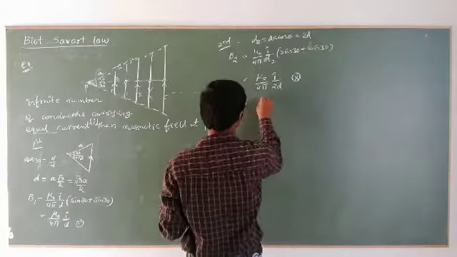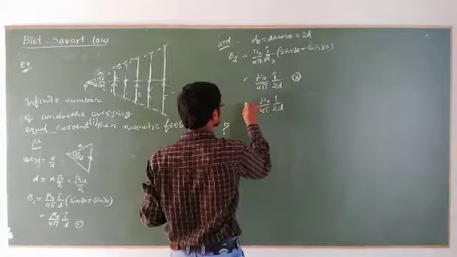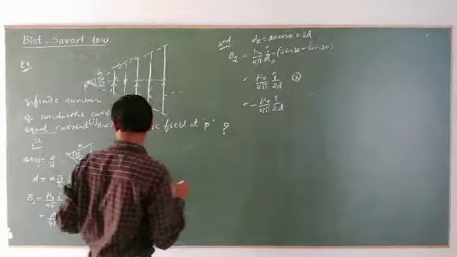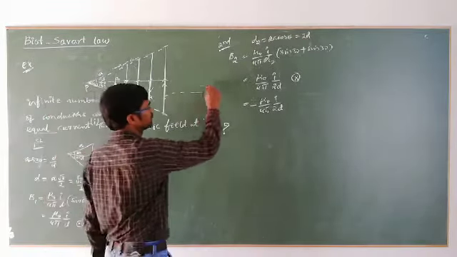So let me take here. It is mu naught by 4 pi I by 2D, minus. Let me take this outward as positive. Inward, let me take as negative.